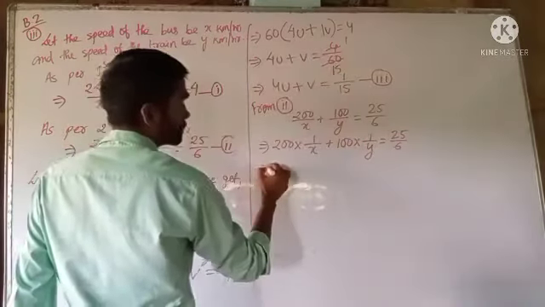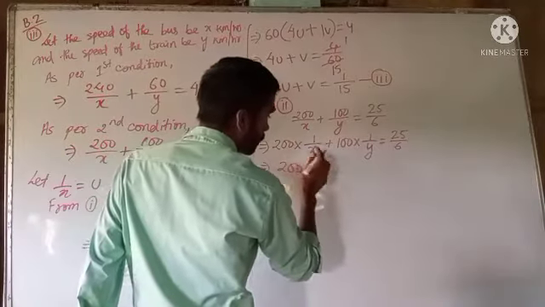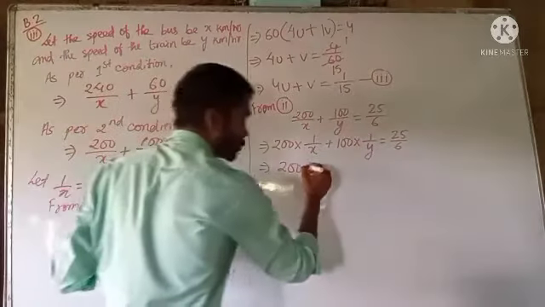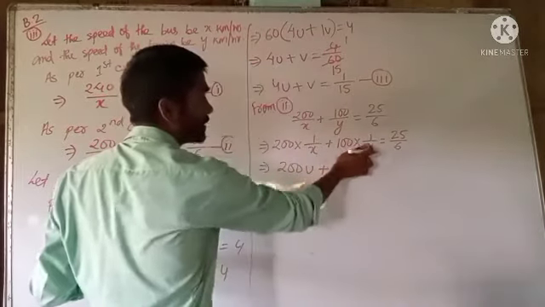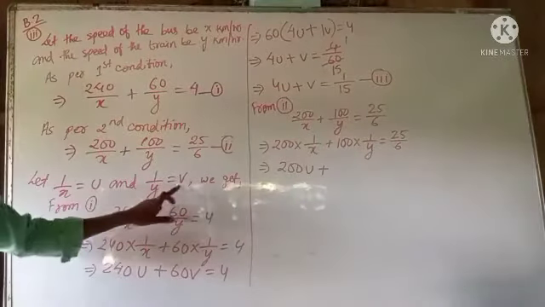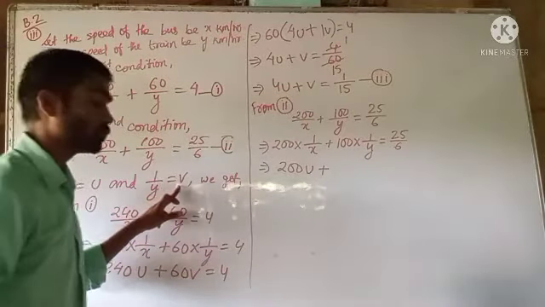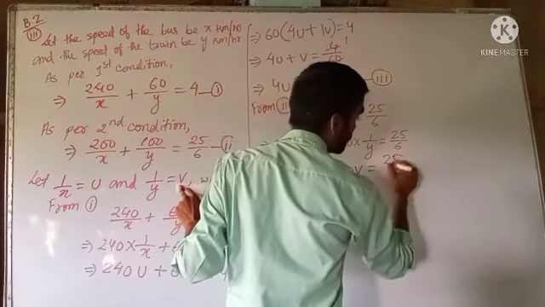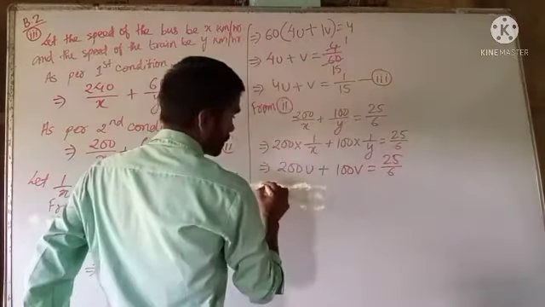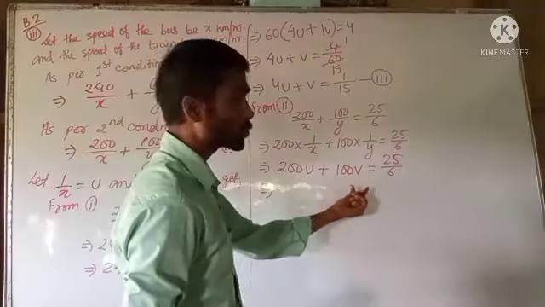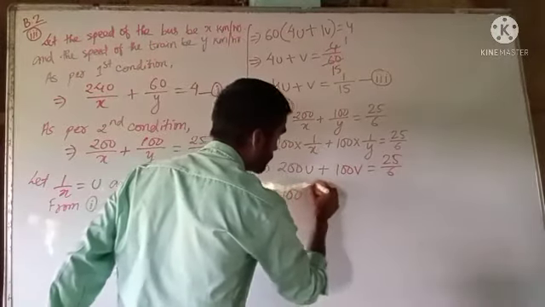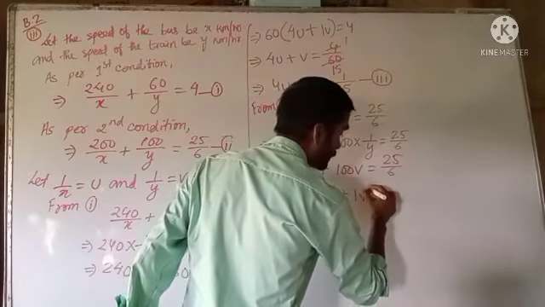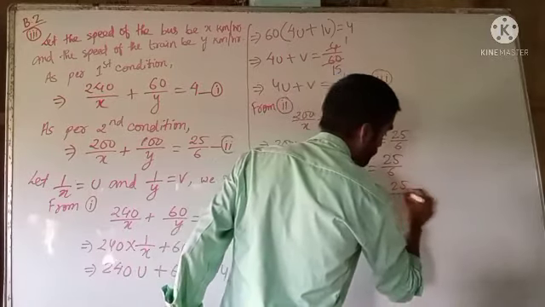Now here 200 into 1 by x, where 1 by x we took as u, so 200u plus 100 into 1 by y, where 1 by y we took as v, so 100v is equal to 25 by 6. Here also we can see that 100 is common, so we'll take 100 common from here. So we get 2u plus 1v.